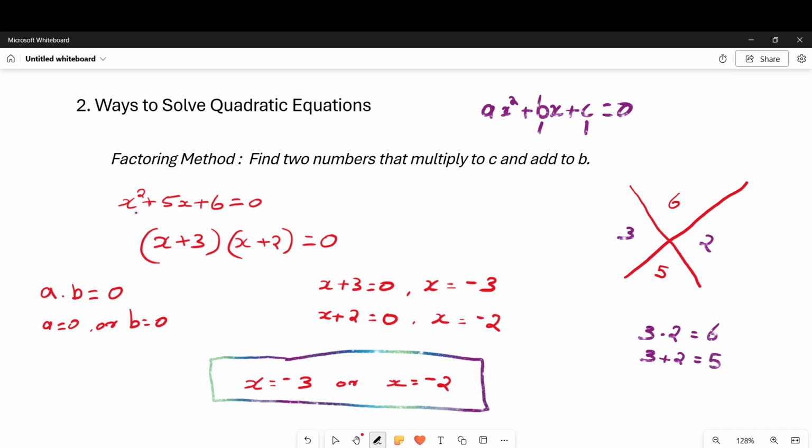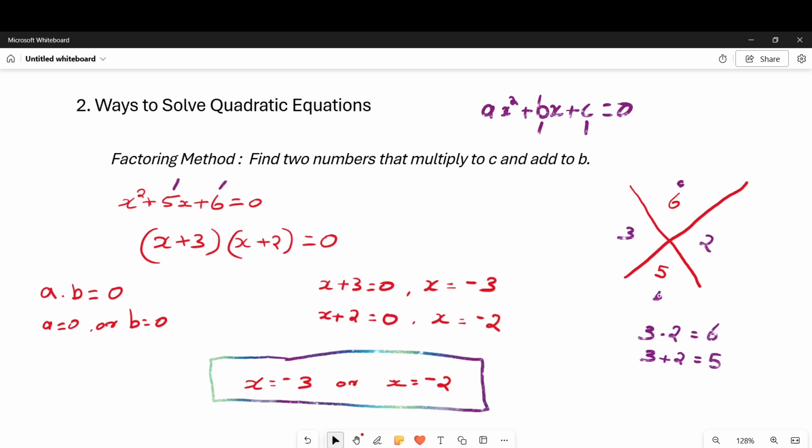So the example is x² + 5x + 6 = 0. This is a quadratic equation. So we are going to find the solution by the factoring method. First what we need to do is think about these two values, b and c. Just write the values here. I write the c value here, and I write the b value here.